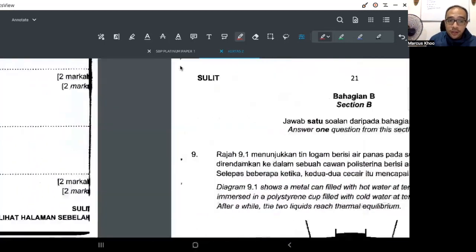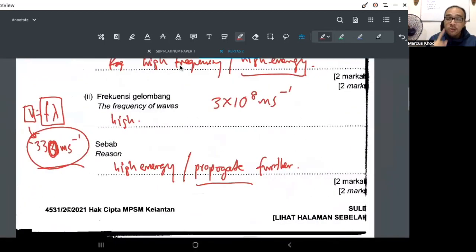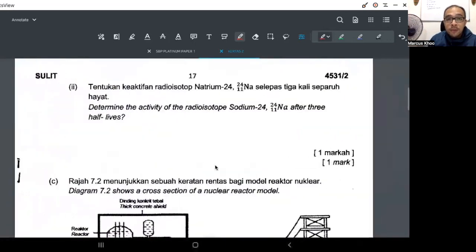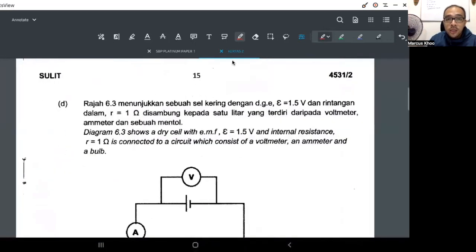Thank you for the question. It's a good question, good that you brought it up. That's it for today. That's it for this Kelantan paper. We have only one more paper to go, which I will do in another session.